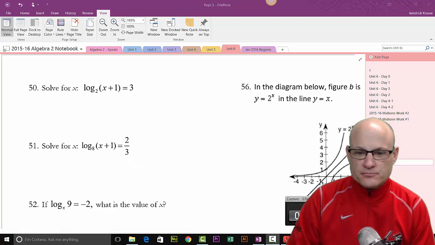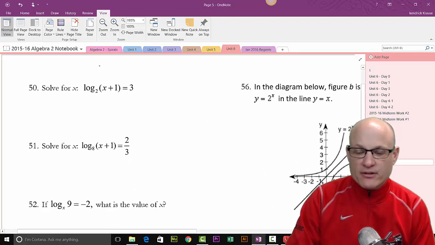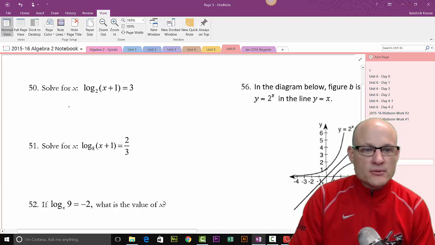How long are we in? 32 minutes, and we're only on page 5. We only got 9 more questions to go. Yeah, 9 more pages to go, whatever.